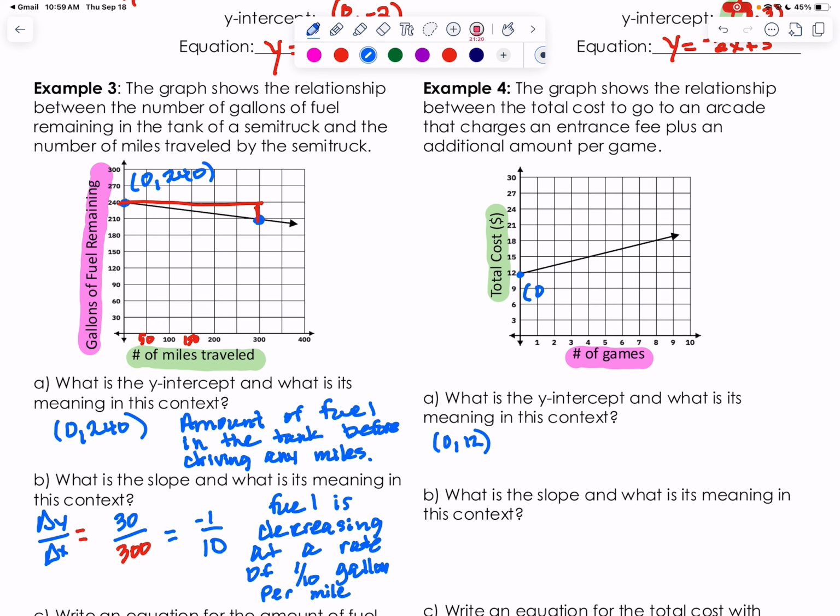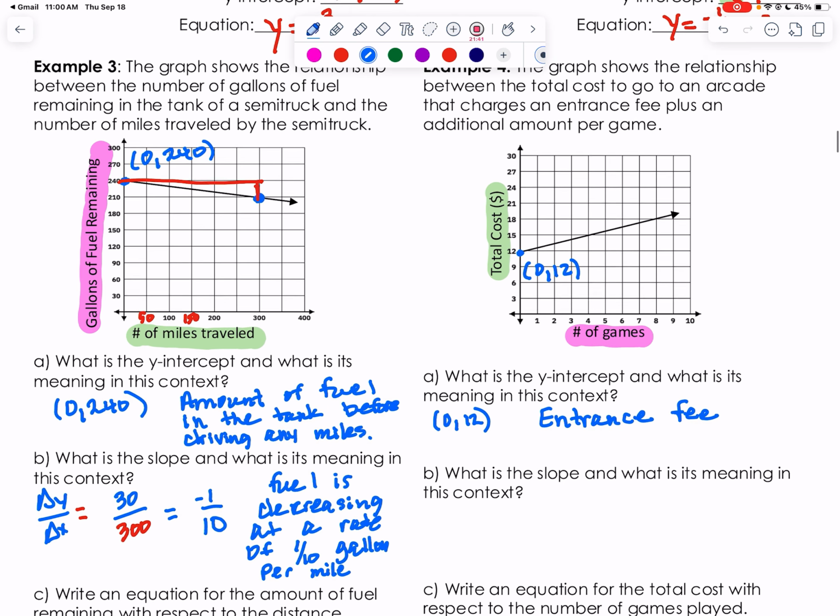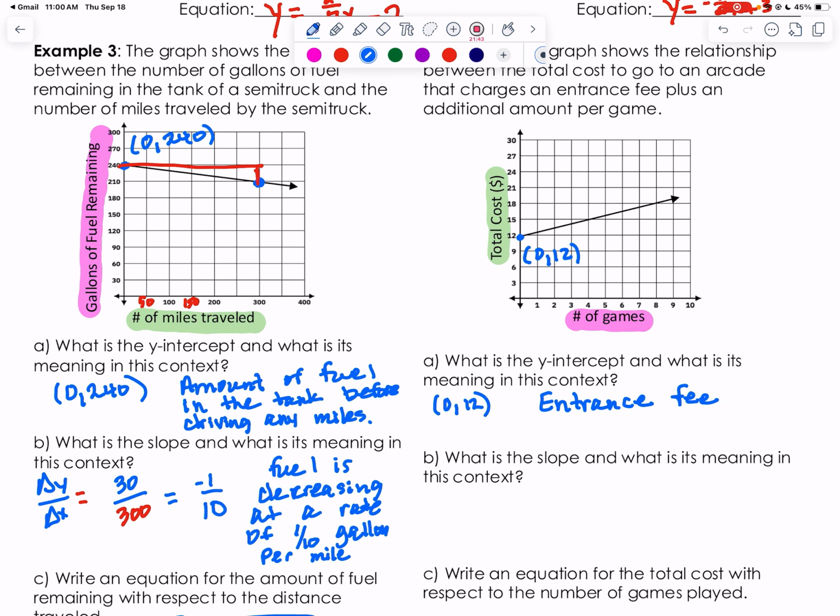So what does that mean in this context? Well, this is the point 0, 12. So that means if you've played 0 games, your cost is $12. So this would be the entrance fee. It's how much you paid to get in before you've played any games at all. It's the entrance fee into the arcade. Okay. Now B, what is the slope and what is its meaning in this context? So I need to pick another friendly point. I've got one friendly point. How about if we use this one right here?